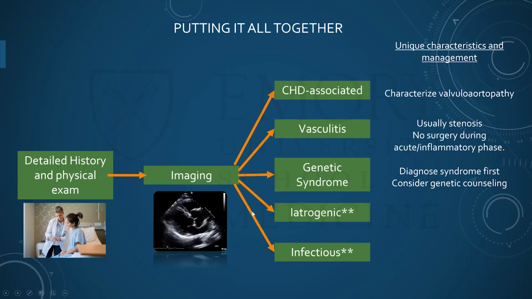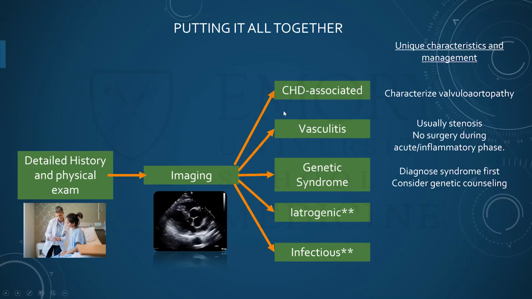Imaging is going to be our next step, and TTE and CTA are generally going to be our workhorses, with TTE usually being done first. Usually with the summation of imaging and a detailed history and physical exam, you're usually going to be able to come up with your diagnosis, or at least a short differential.